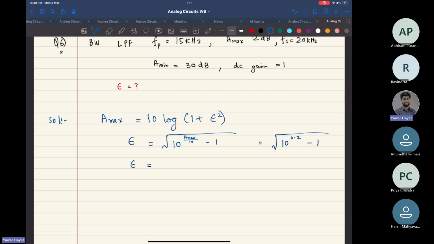Your epsilon would be 0.764. This much, okay? 0.765. Is it clear? Yes, no.